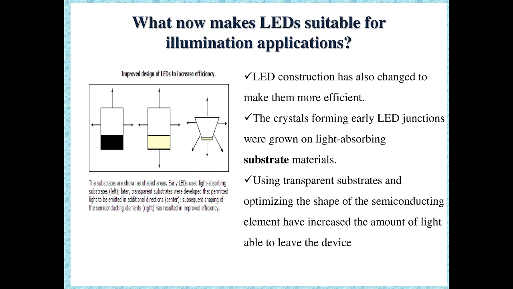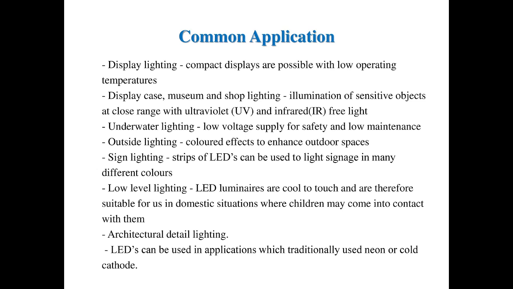What now makes the LED suitable for illumination application? LED construction has also changed to make them more efficient. The crystals forming early LED junctions were grown on light absorbing substrate material. Using a transparent substrate and optimizing the shape of the semiconductor element have increased the amount of light able to leave the device. The most common application of semiconductors is in display and lighting.